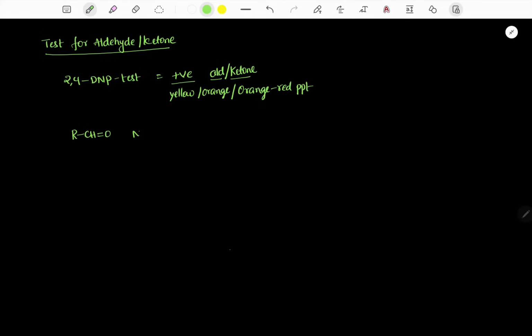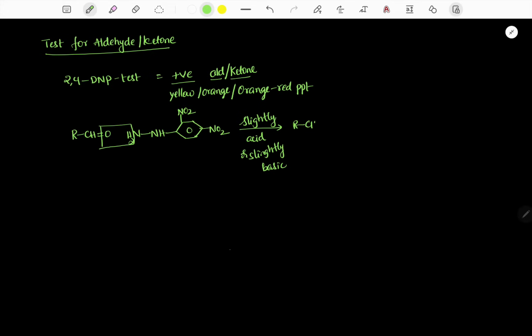Aldehyde, when treated with 2,4-dinitrophenylhydrazine, this reaction happens in slightly acidic medium or slightly basic medium. So simply what will happen here, remove the H2O and it finally gives the corresponding 2,4-dinitrophenylhydrazone derivative, which is a colored precipitate.